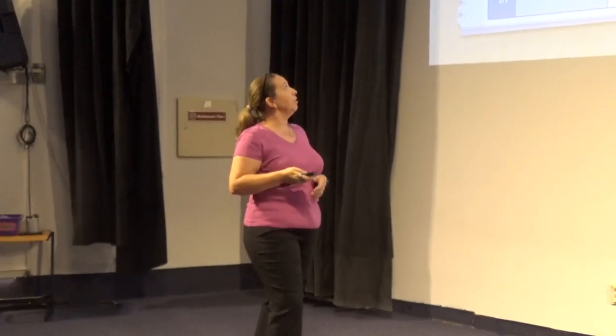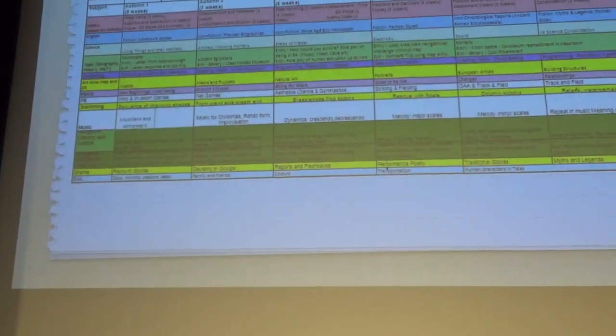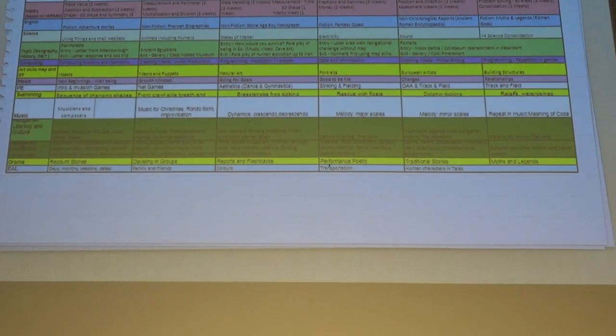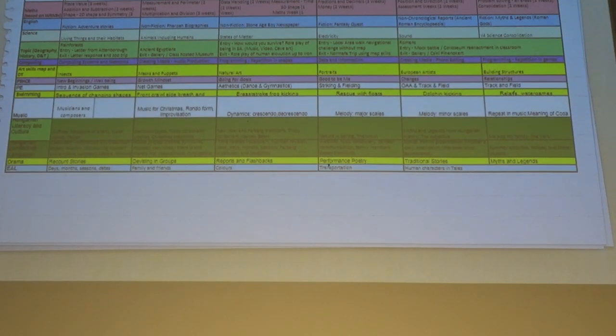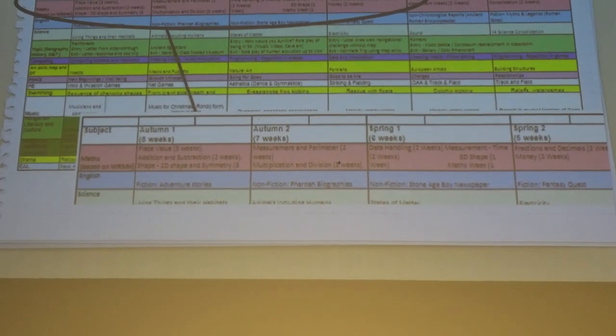There's a yearly overview, this is the year 4 one, but there's also this, which is our long-term plan. So it's got the terms, autumn 1, autumn 2, spring 1, spring 2, and then just a quick summary of which areas of learning your child will be doing in each of those terms. So you can see in the maths one at the top there, we are starting off with place value, looking at addition and subtraction, different methods, and then looking at shapes, 2D shapes, and symmetry.